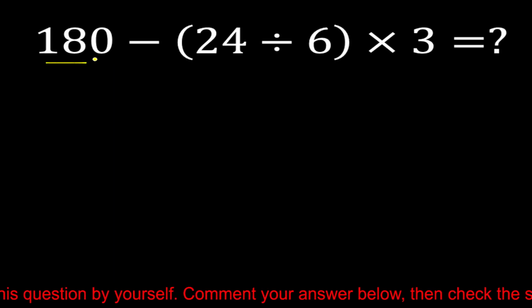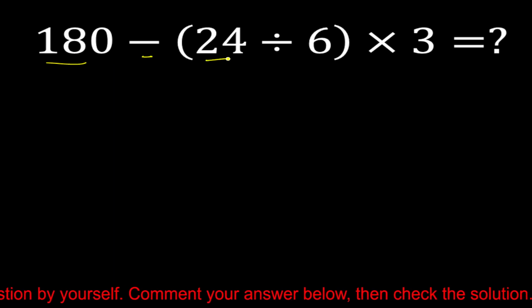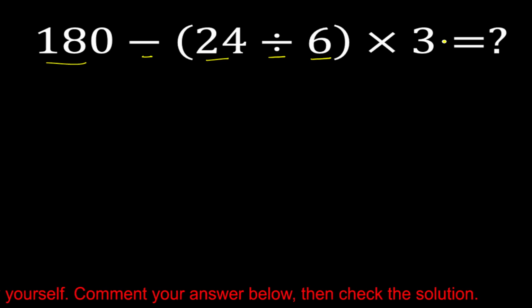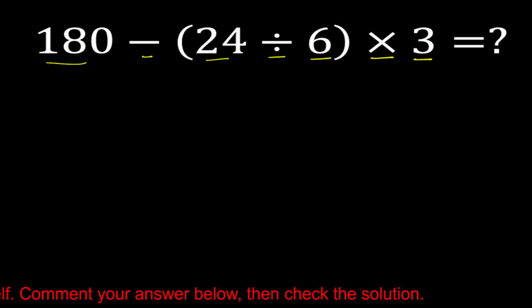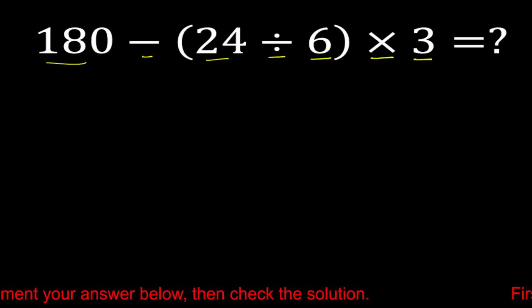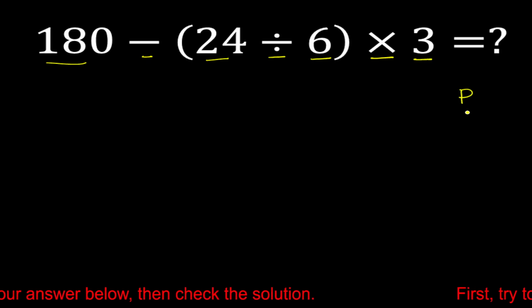Here we have a question: 180 minus (24 divided by 6) multiplied by 3. Okay, so now let's solve this problem correctly by using the PEMDAS rule.